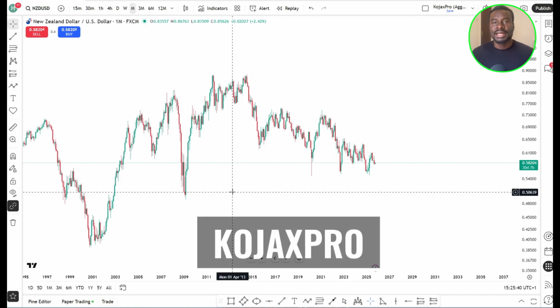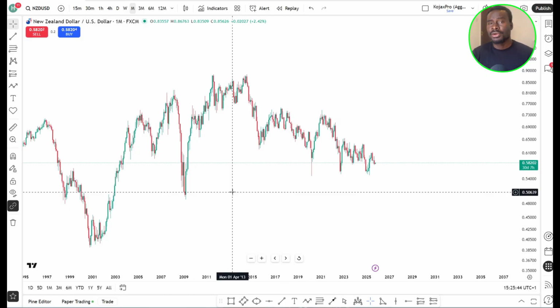I'm KojaxPro, and today we'll be talking about a currency pair. This is the midweek of the trading week. So we're going to talk about one currency pair that has been a lot of debate in the minds of a lot of traders. So today we'll be talking about NZDUSD. The reason why we're talking about this is because a lot of traders are thinking that the dollar-based pairs are going to tank to the downside.